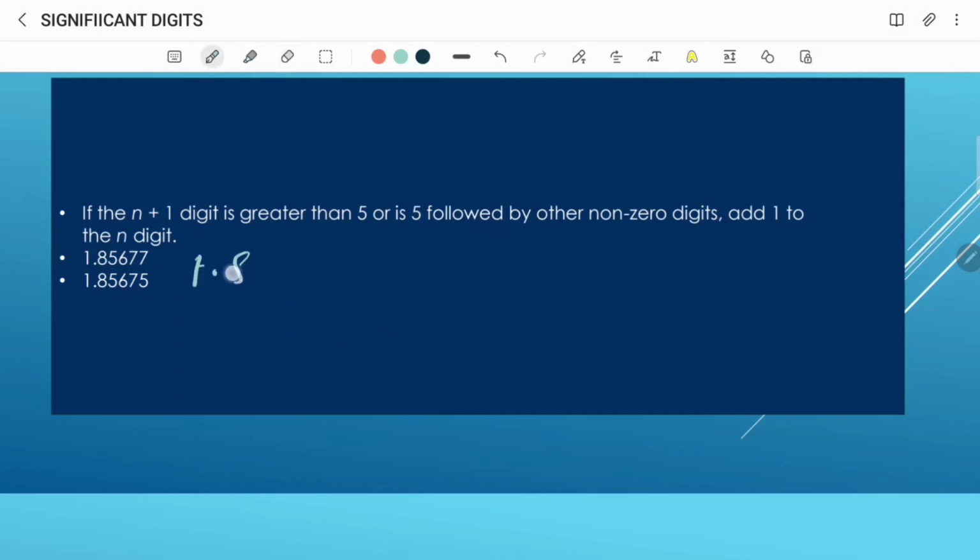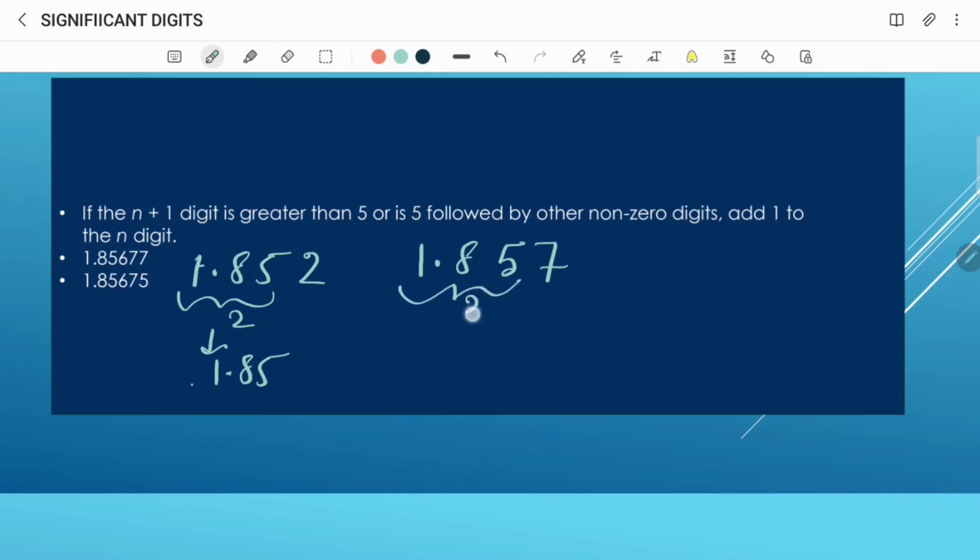So if my data is 1.852 and we want to round it off to 2 significant digits, then our number will remain unchanged. If my data is 1.857 and we want to round it to 2 significant digits, then as the last digit is greater than 5, my number will become 1.86.